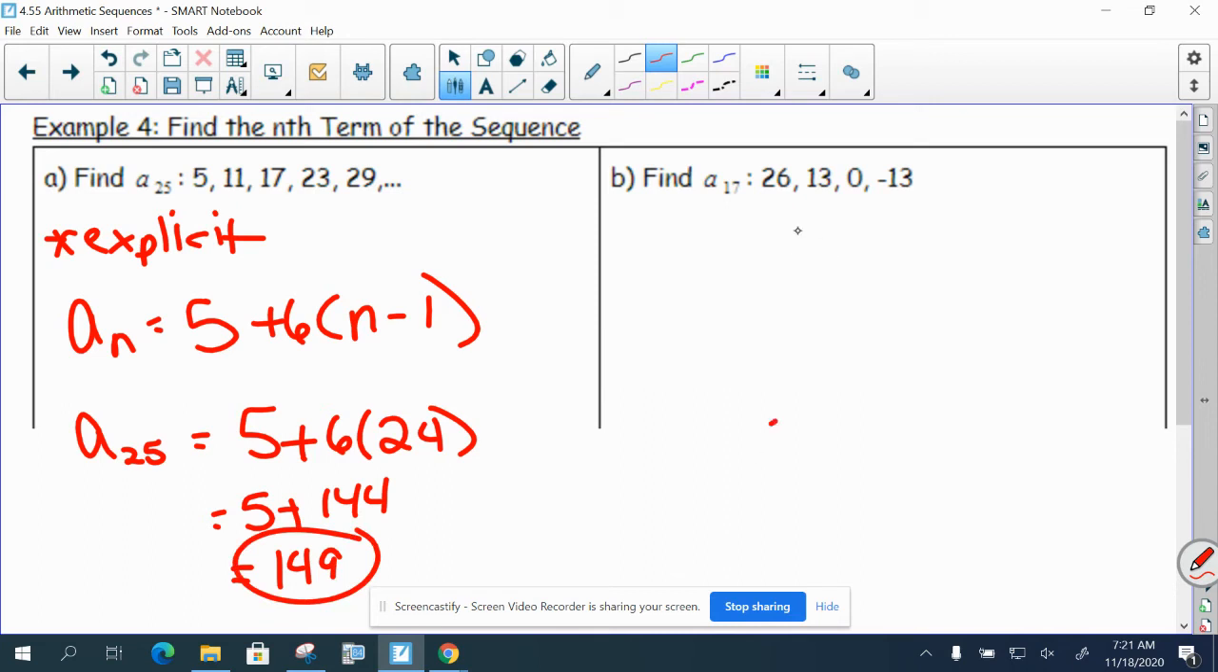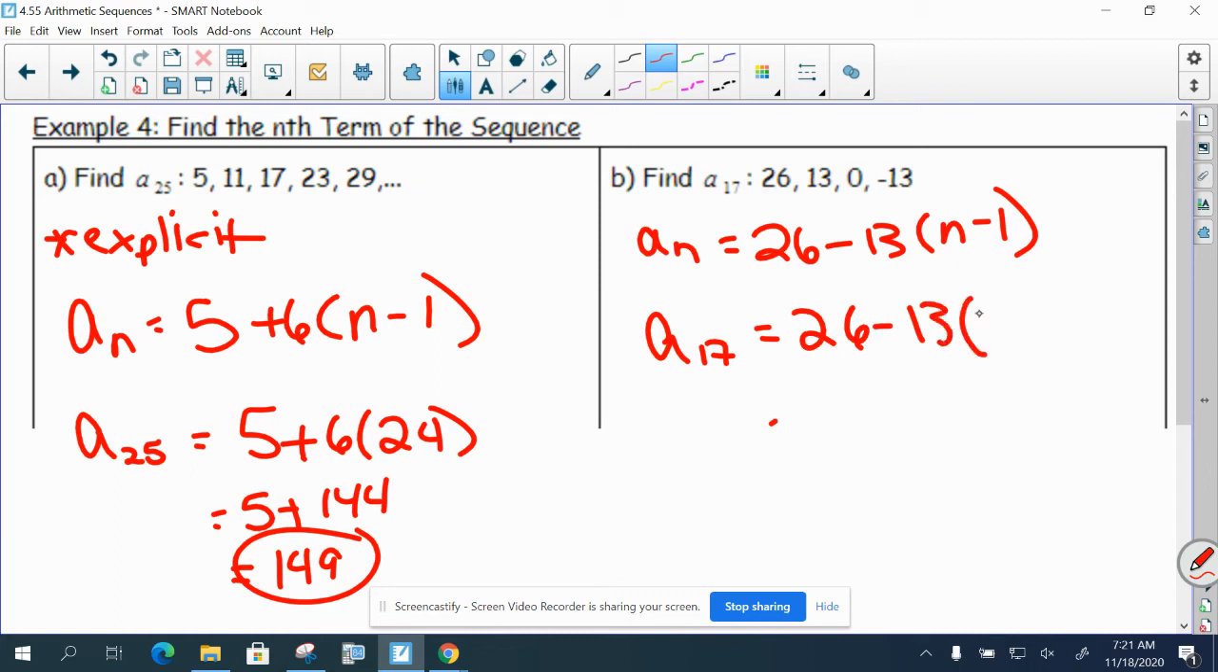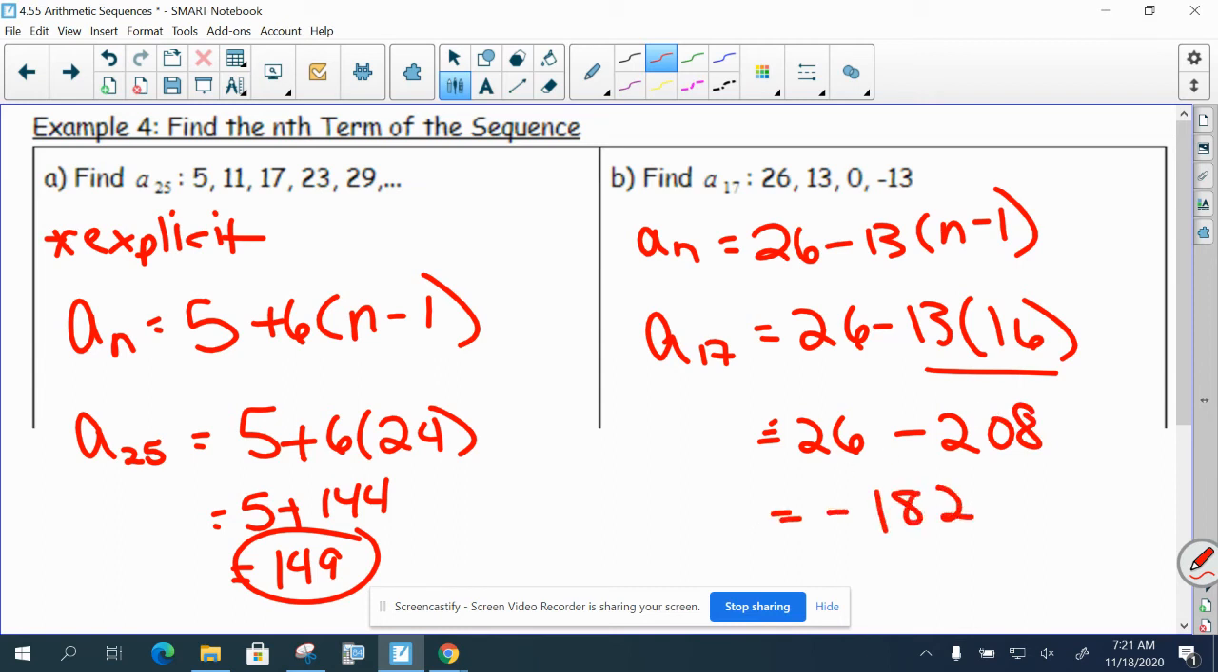All right, and then for here, we would do a sub n equals 26, and then your common difference is negative 13, and you're trying to find the 17th term. You do 26 minus 13 times 17 minus 1 is 16. 13 times 16, order of operations. So 26 minus 208, and 26 minus 208 is negative 182. And remember, it's okay for the actual term to be a negative number, but the n can't be negative or a fraction.